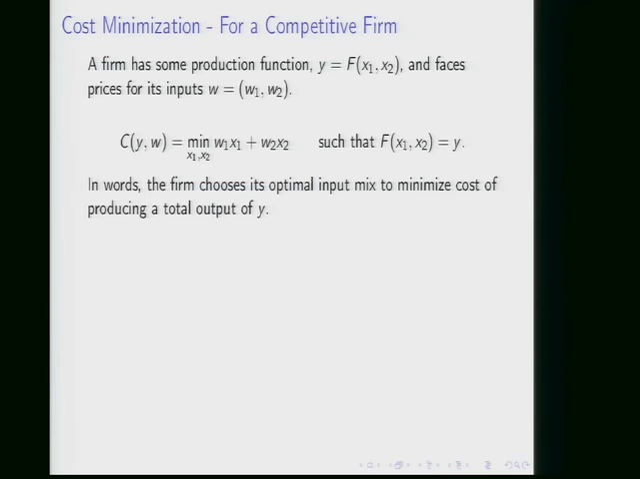So the firm's going to face prices for inputs. I'm going to call them W1 and W2, corresponding to X1 and X2. And so those are the prices it has to face. Now, this is the cost minimization problem. It wants to minimize its total costs of purchasing the inputs.